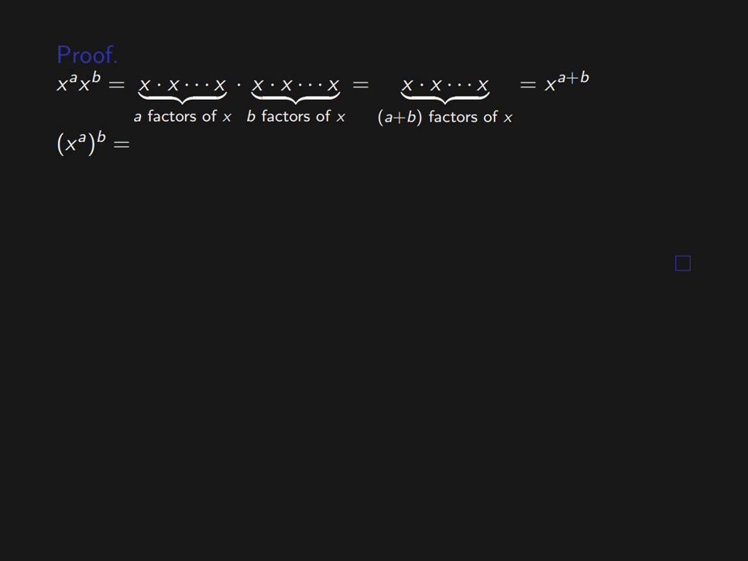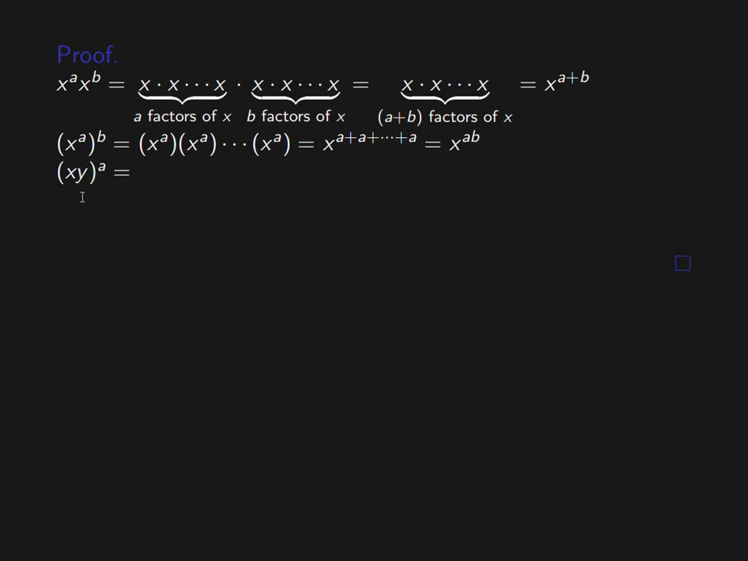x to the power of a, to the power of b, is multiplying x to the power of a, b times. And now we can use the first result, which says if the base is the same, we simply add the exponents. So we add the a's together, so we have x to the power of a plus a, and since we have b factors of x to the power of a, we add a to itself b times, which gives us x to the power of ab.